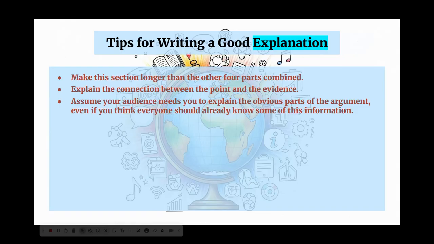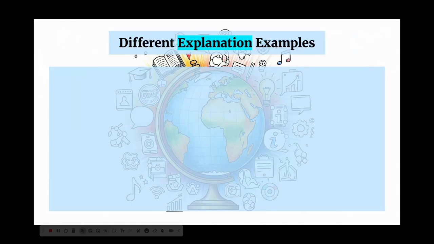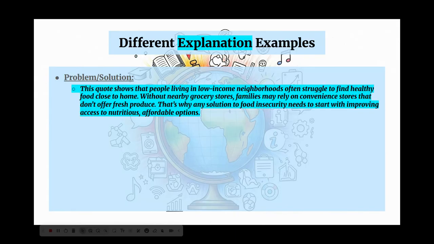So you want to assume that your audience needs you to explain the obvious, even if you think people already know it, because sometimes people don't understand it. So you have to explain it pretty simply. And you want to make sure that the reader cares about this information, so explain it in a way where they will. I'm going to show you just a few different explanation examples.